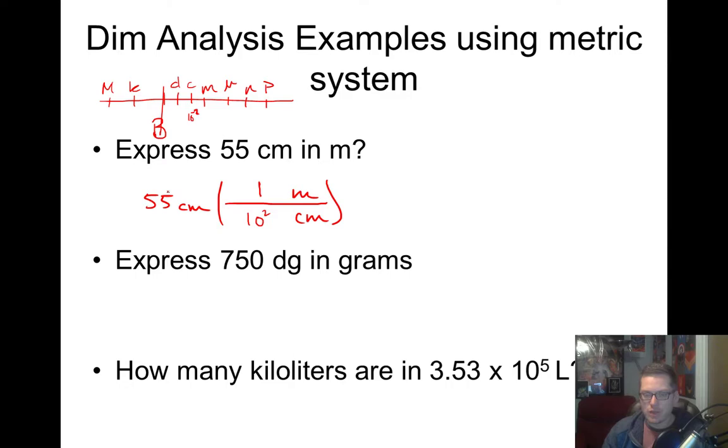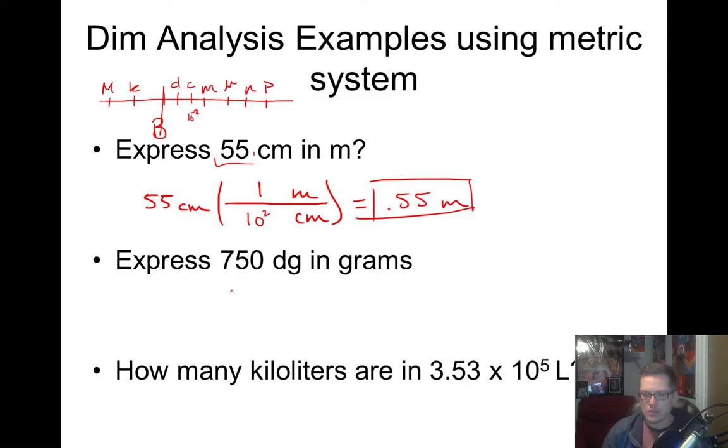You also know that there are 100 centimeters in a meter. Most people know that, so this is the same thing. 10 squared is 100, right? 10 times 10 is 100. So we take 55 divided by 100, and this becomes 0.55 meters. Our answer has 2 sig figs, so there's our answer.